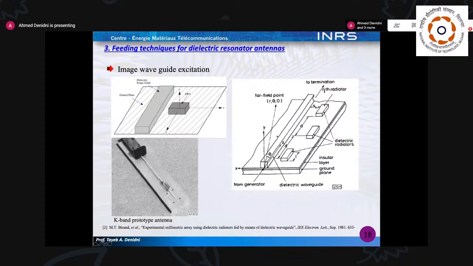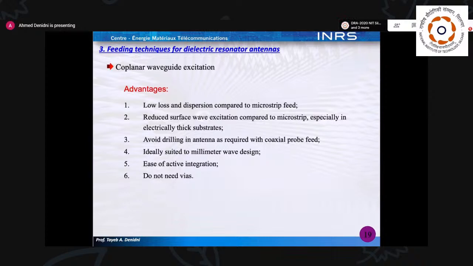Now, the coplanar waveguide excitation. The advantages: low loss and dissipation compared to microstrip line, reduced surface wave excitation compared to microstrip, especially in electrically thick substrates, avoids drilling in the antenna as required with a coaxial probe feed, ideally suited for millimeter wave design, ease of active integration, and we don't need any via.